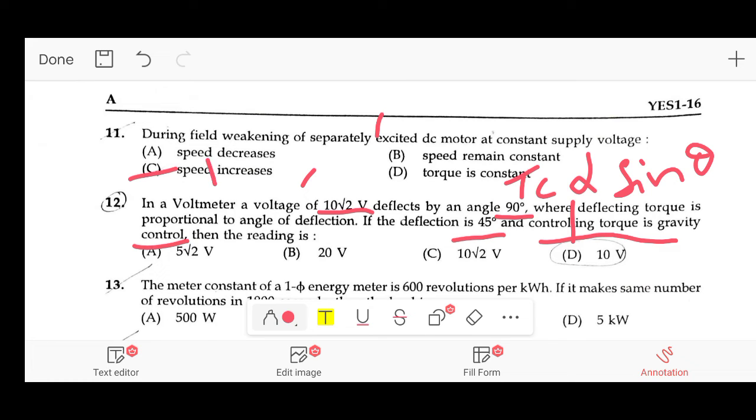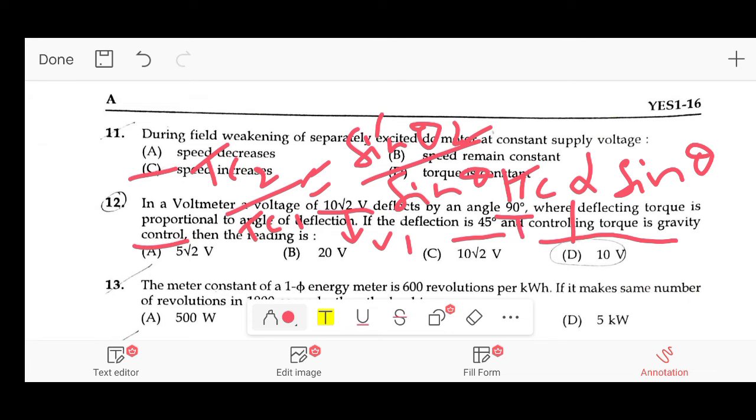So controlling torque Tc2 by Tc1 equals sin theta 2 by sin theta 1. This 10 root 3 is V1, and this is V2, T2, and this angle 45 degrees is theta 2. This 90 degrees is theta 1. If you substitute all these values, then the answer you will get is 10 volts.